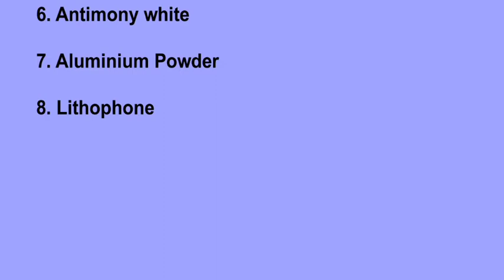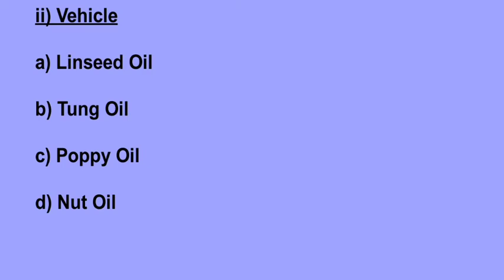Next one, aluminum powder. It keeps the moisture content of the wood surface practically the same. Generally used for priming coat to new woodwork. Lithophone. This is a mixture of zinc sulfide and barytes. It is used for interior or of inferior nature as it changes color when exposed to daylight.